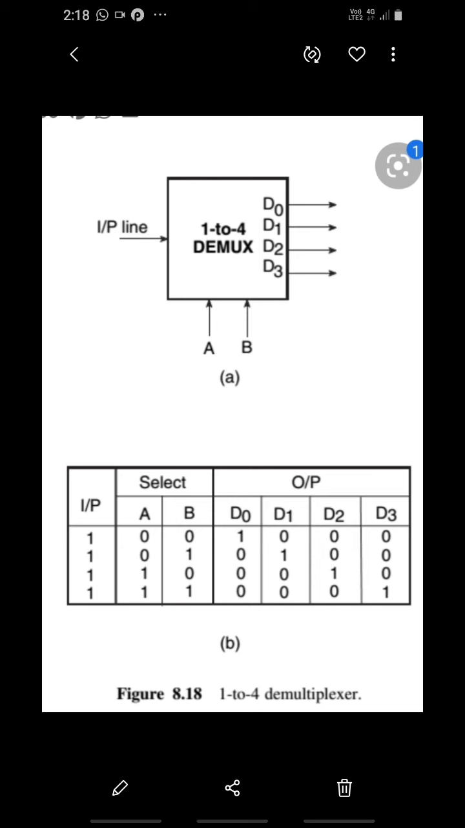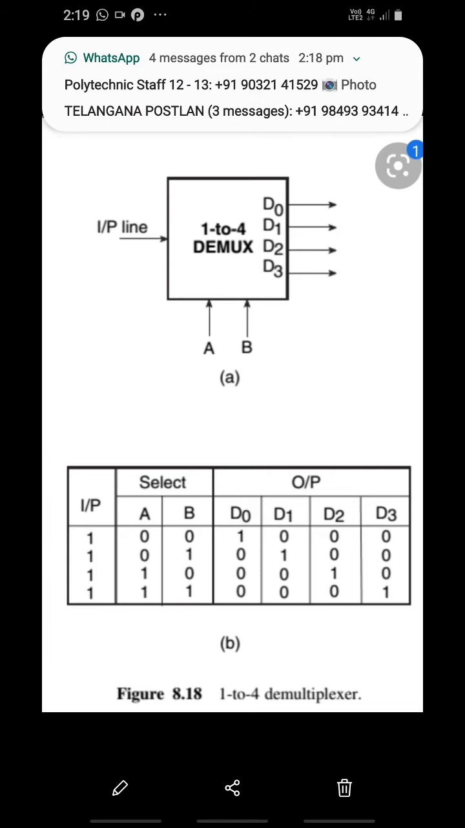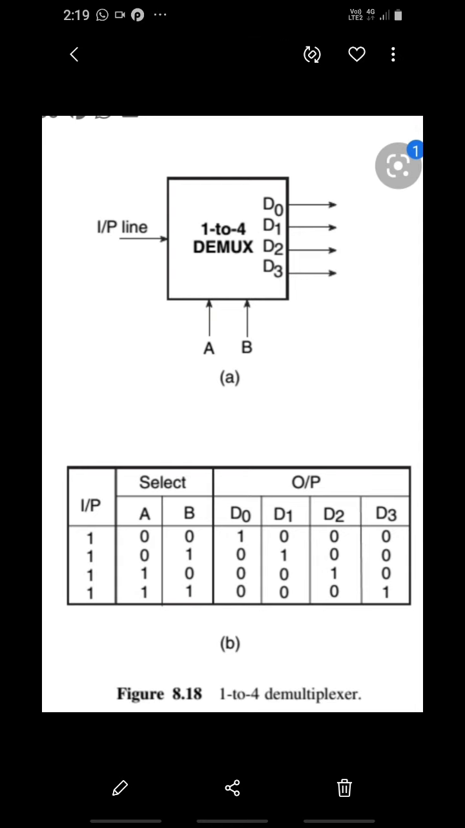When both the selector lines A and B are at 0, 1, the second AND gate is enabled and all the other gates are disabled. When selector lines A and B are 1, 0, then the third AND gate is enabled and all the other gates are disabled. Finally, when selector lines A and B are at 1, 1, then the fourth AND gate is enabled and all the other gates are disabled.